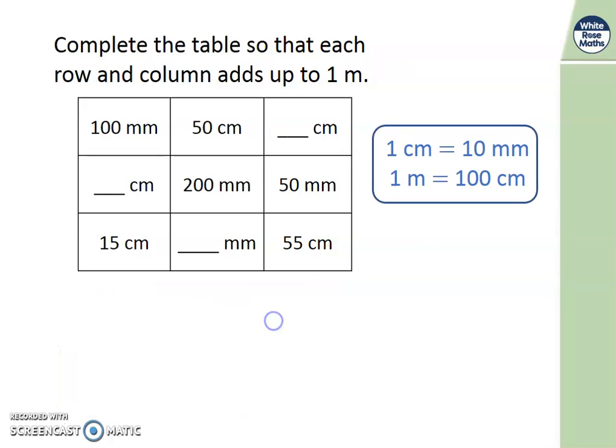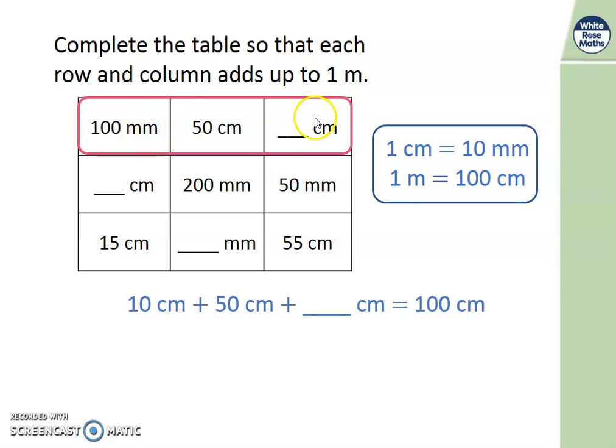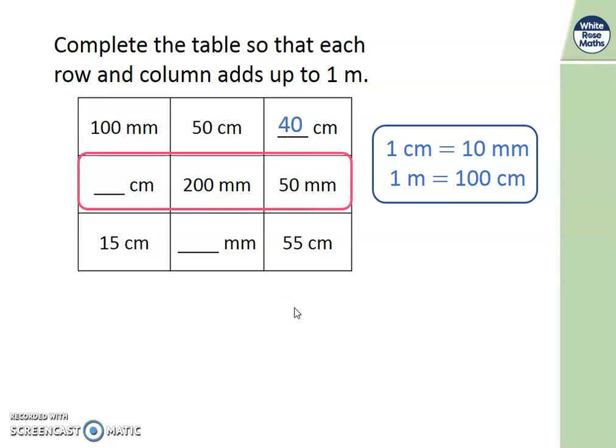Let's see how you did. Let's start with the top row. I've got 100 millimetres, add 50 centimetres, add something else. So I need to change this into centimetres. 10 centimetres, add 50 centimetres. What does that make? It makes 60. And 60 add what makes 100 centimetres? 40. So that answer goes there. Let's move on. Let's go to the next row.